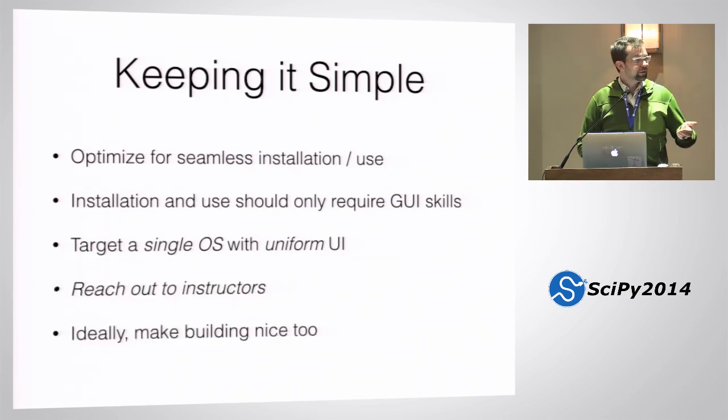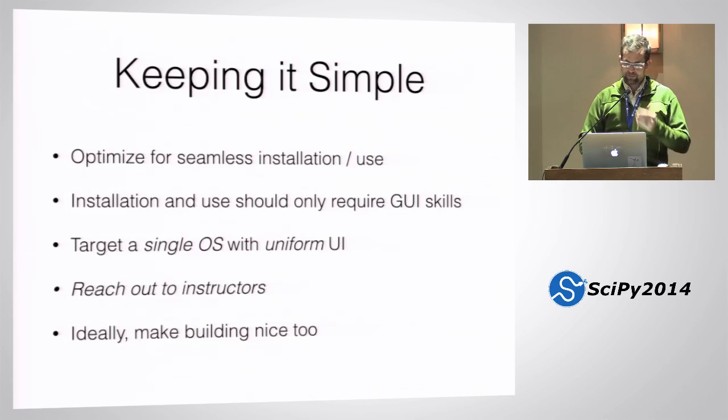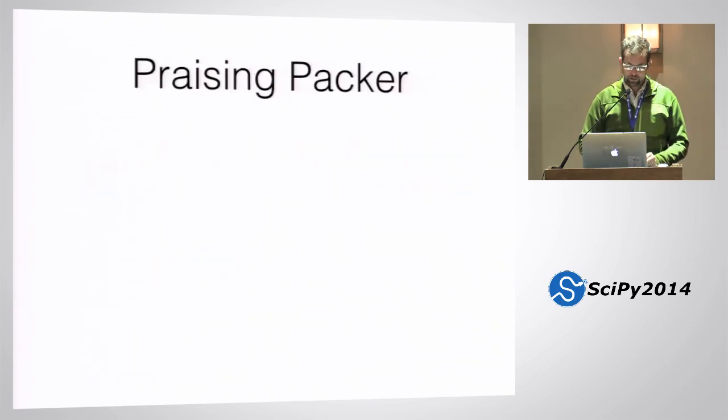Ideally, we're making building nice. We're trying to break it apart so that someone who knows what they're doing can, for example, just grab the requirements file and install the Python packages, right, if you don't want to mess with the full VM. But that's kind of a secondary concern. And we're using basically the tools that I was talking about. We're using the Debian Installer to set up the base Ubuntu machine, and then we just use clear conventions with package management and so forth.